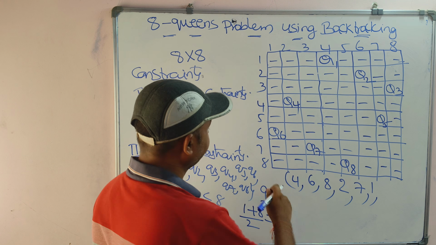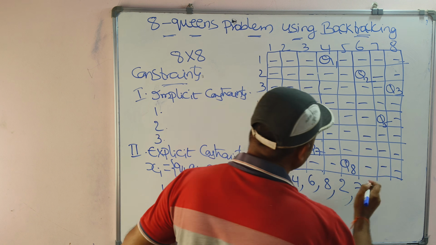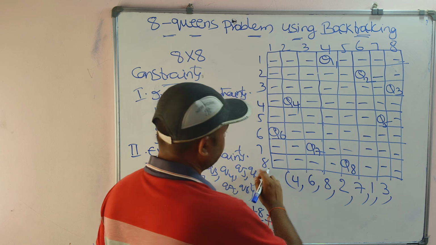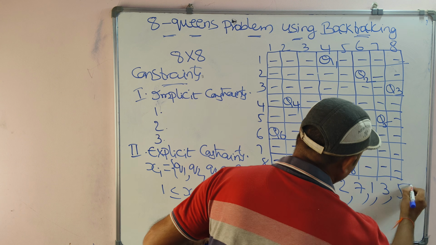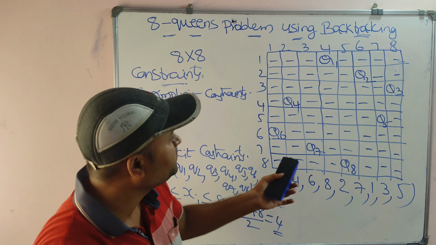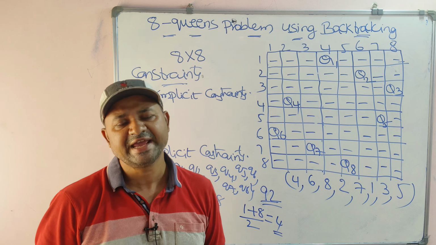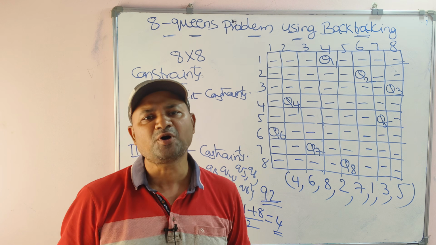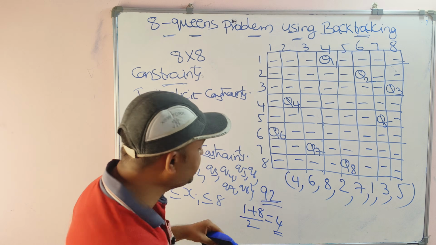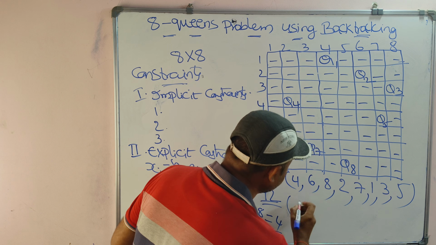Next, the 6th queen in the first column, the 7th queen in the third column, the 8th one in the fifth column. So this is one possible solution for the 8 queens problem. Another possible solution is the mirror image. Mirror image means reverse the values.